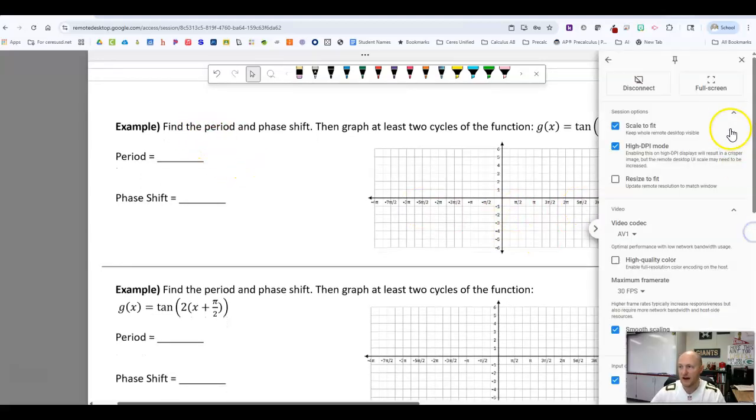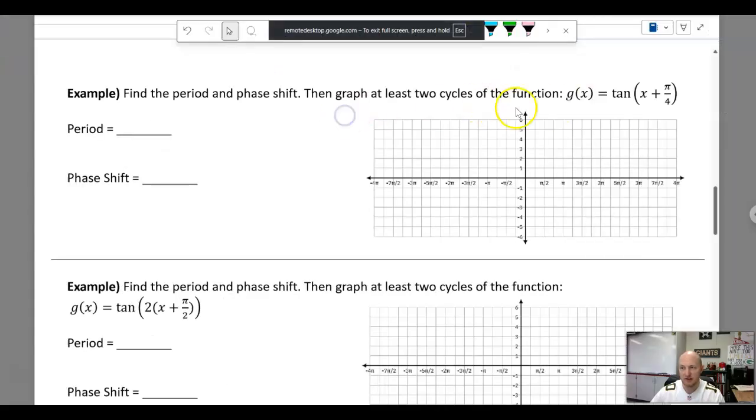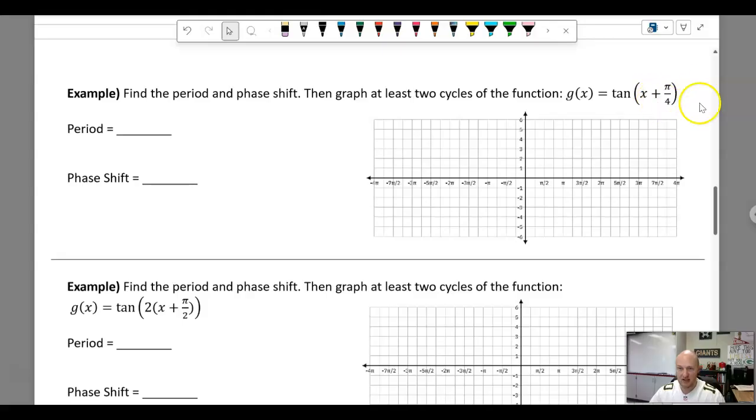They say find the period and the phase shift, then graph at least 2 cycles of the function g of x equals tan of x plus pi fourths. Okay, so the very first thing is that our period is pi divided by the absolute value of b, which in this case our b value is 1. I have it, but it's trivial. It doesn't do anything. So our period's pi, so no effect there.